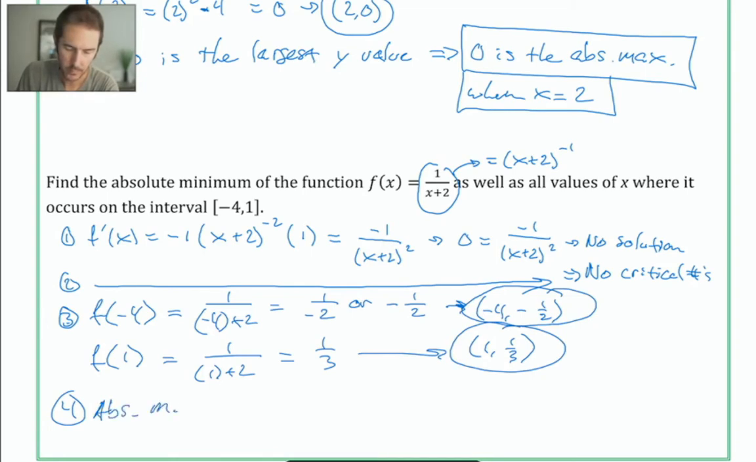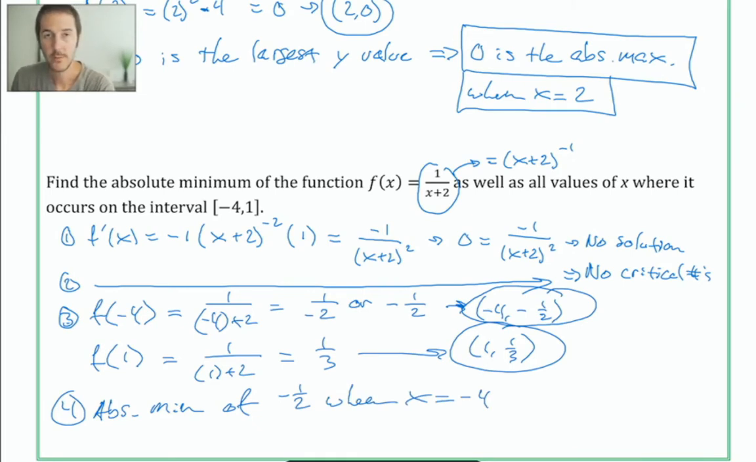Absolute minimum of -1/2 when x equals -4. And that's your final answer. I wrote it a little bit differently, but we can still put a box around it.